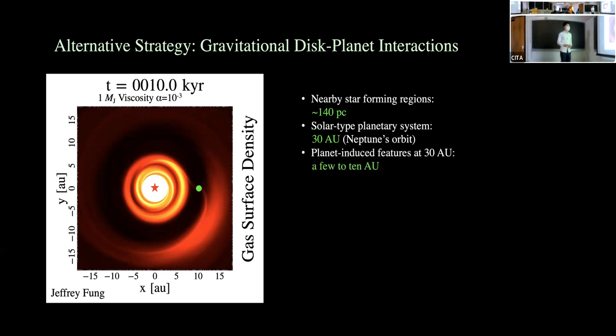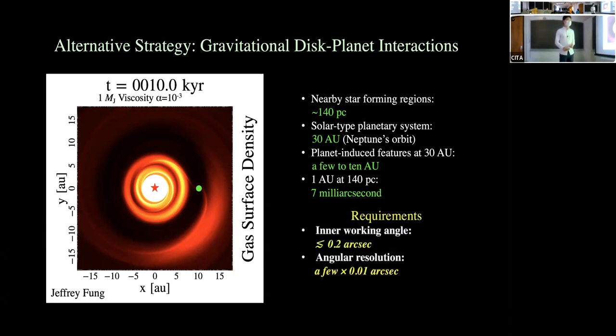The size of those planet-induced structures, like the length of the spiral arms and the width of the gaps, is usually a fraction of the orbital separation of the planet. So for a planet at 30 AU, let's say we're talking about a few to 10 AU, give or take. 1 AU at 140 parsec is 7 milliarcseconds. Therefore, to observe planet-induced structures in a nearby disk on the solar system scale, we need to satisfy two conditions. First, we need an inner working angle no bigger than 0.2 arcsecond. This is to say we need to be sensitive to what's going on close to the star. And then we need an angular resolution of a few tens of milliarcseconds. This is in order to resolve the structure.